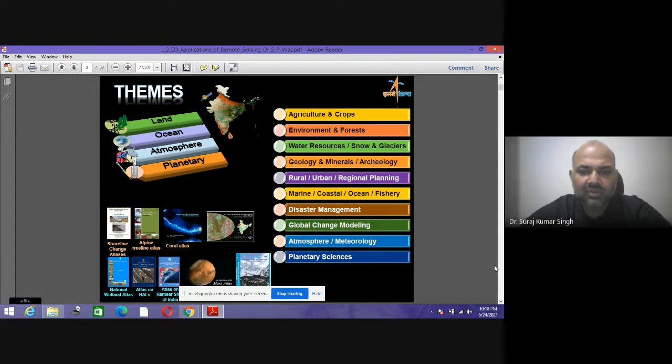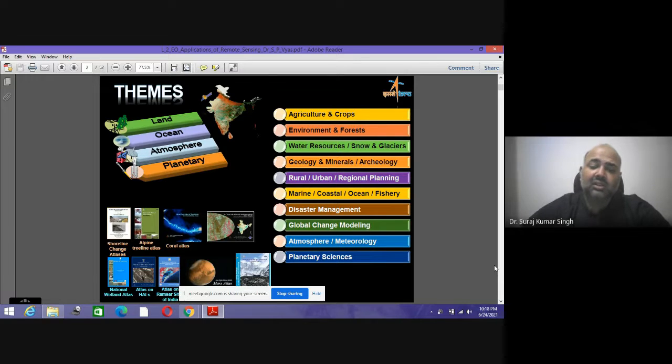atmosphere, planetary. So whatever comes to your mind, whether it is related to agriculture and crops, environment and forest, water resources, snow, glaciers, glaciology, mineralogy, rural, urban, regional planning, then marine, coastal, ocean, fisheries applications, disaster management, global change modeling, atmospheric meteorological studies, planetary studies.